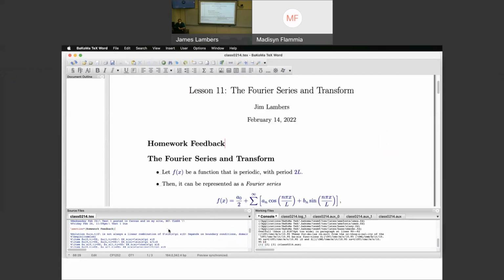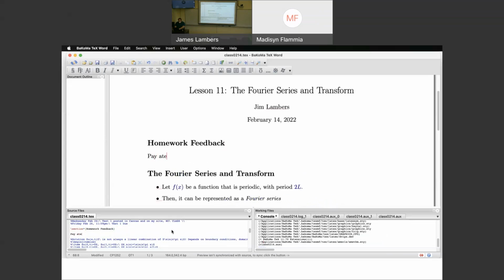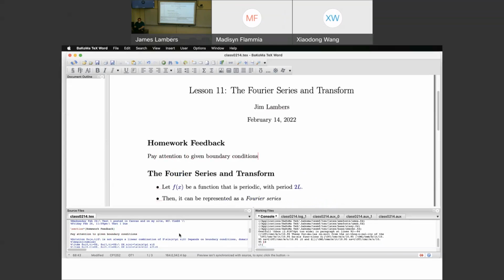So from the homework that I graded over the weekend, there was a pattern that stood out. This is a pretty small class, but when something gets done by more than one or two students, I would bring it up. You need to pay attention to what our boundary conditions are given.